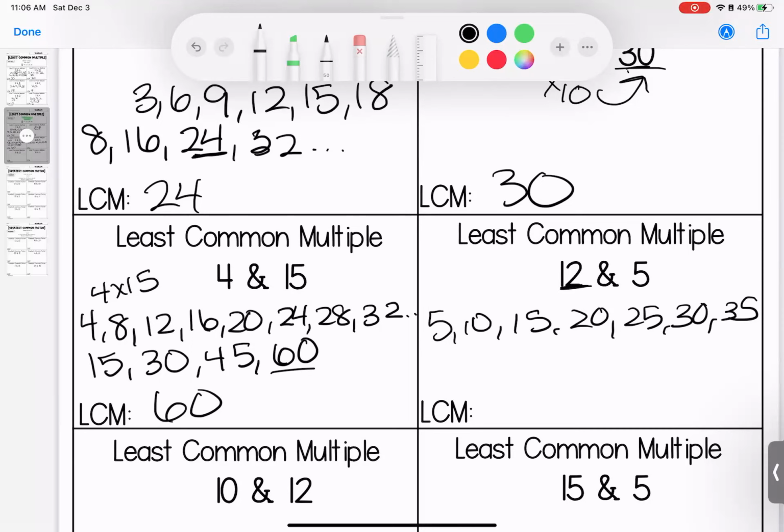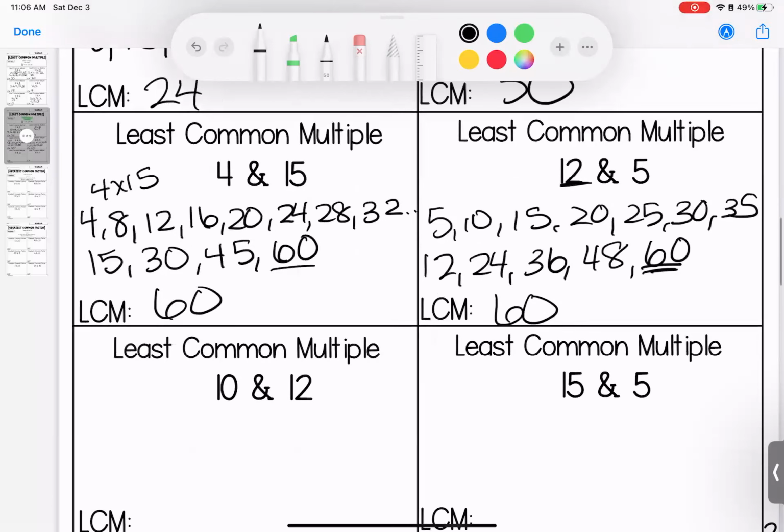So I start to think, okay, if I count by 12, when am I going to hit something that ends in a 0? So I have 12, 24, 36, 48, 60. That is going to be my least common multiple. It ends in a 0, which means it's even, which means that 12 can be a factor.